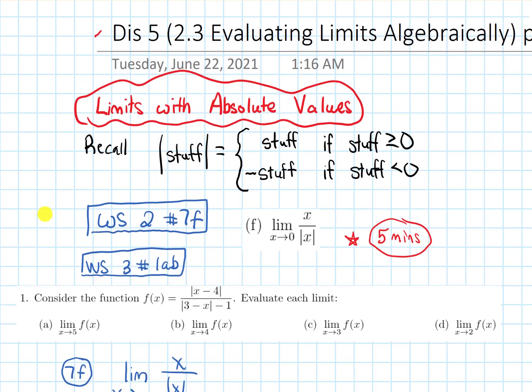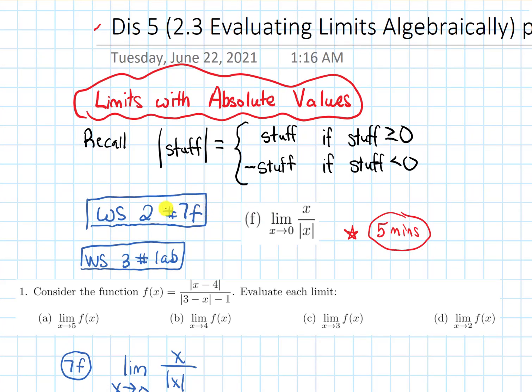All right, so I want to have you try a couple of worksheet problems. So first, question 7f, limit as x approaches 0 of x over the absolute value of x. And then from worksheet 3, problem 1, part A and part B, but just part A and part B. So pause the video for 5 minutes to try these.